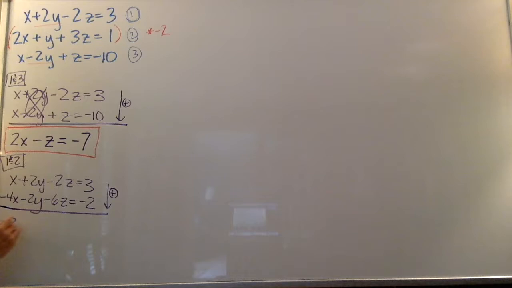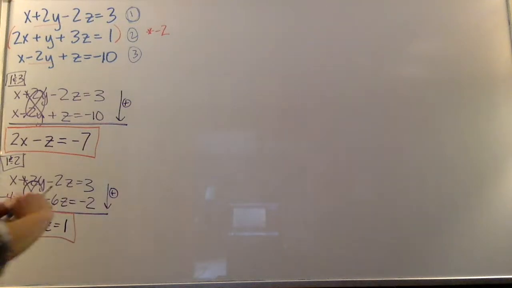So again, elimination of those, adding down, I get negative 3x. I cross these out because positive 2y, negative 2y give me a 0. Negative 2z and negative 6z give me negative 8z. And then I get a positive 1 when I take 3 and negative 2. So I'm going to put another box around those because those are now my two wonderful equations that are down to two variables, both with x's, both with z's. That's the goal. We eliminated y.